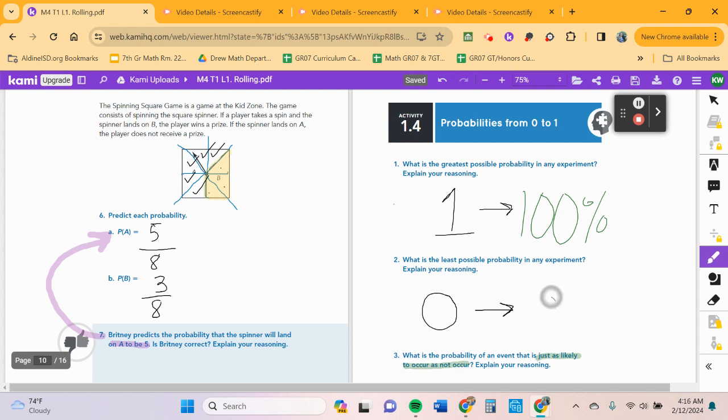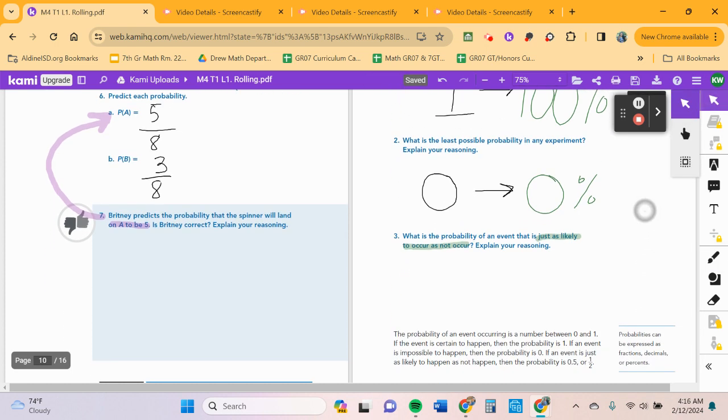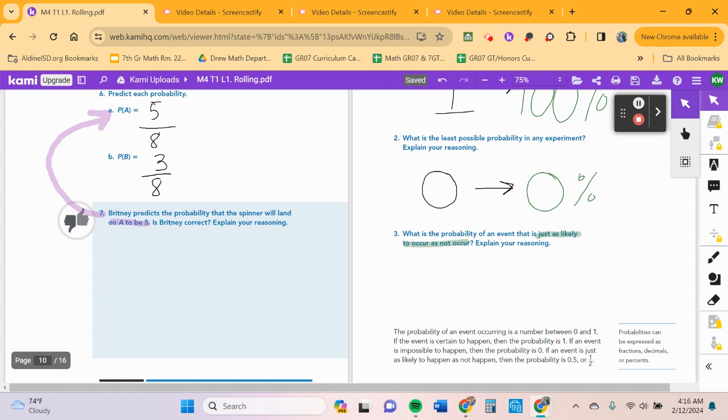And then number 2, the least possible probability, of course, we know is 0. If it's not happening, there are 0 chances. So 0% chance.